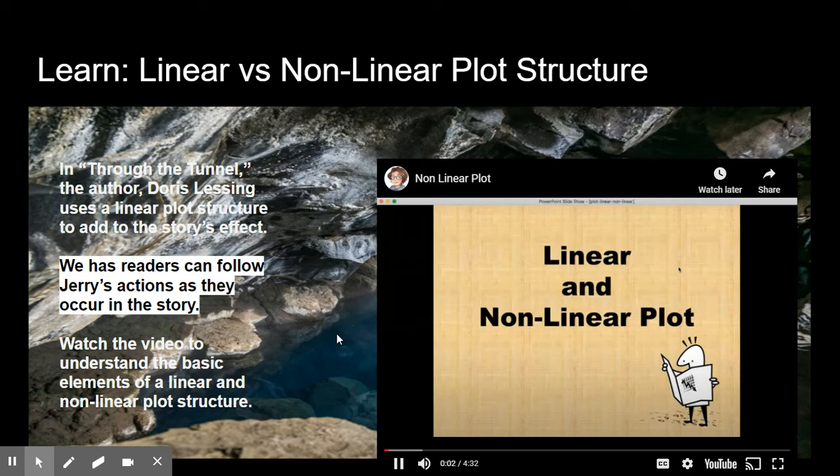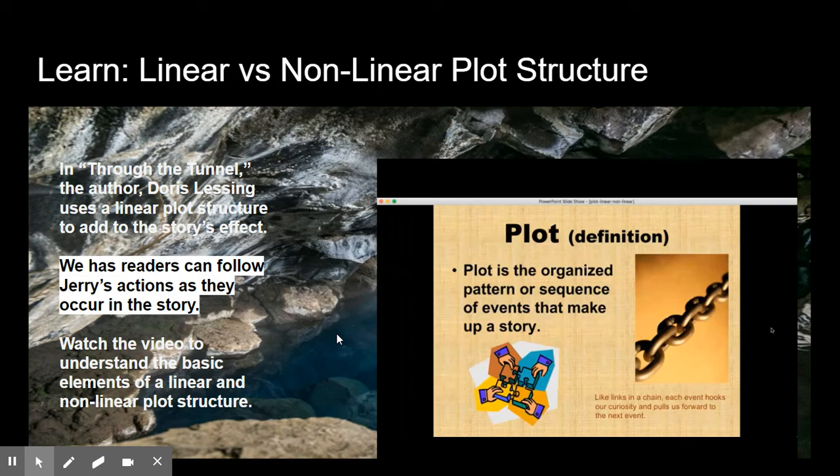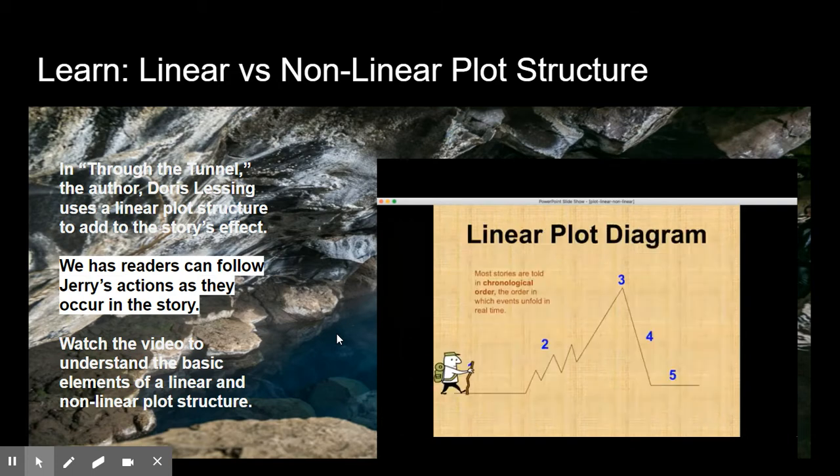Okay, so we're going to be looking at nonlinear plot. In general, plot is the organized pattern or sequence of events that make up a story. This should be very clear. It's on the plot development. So most things are driven by this sequence.